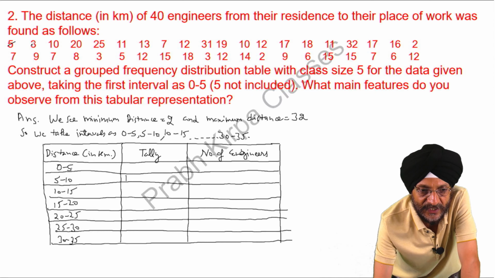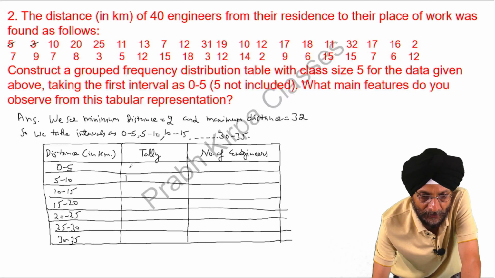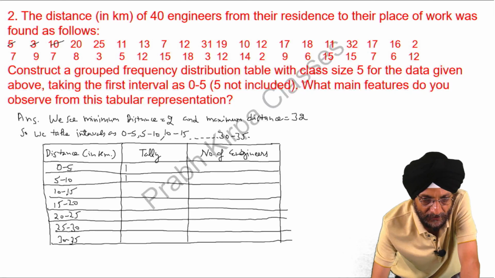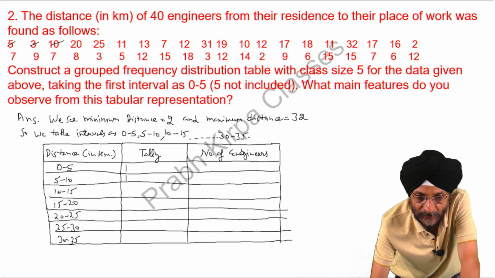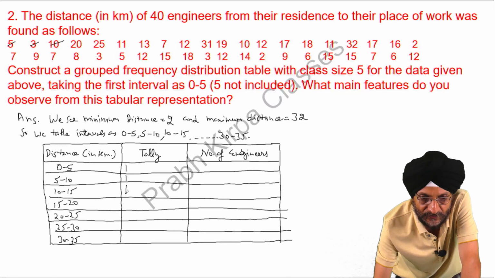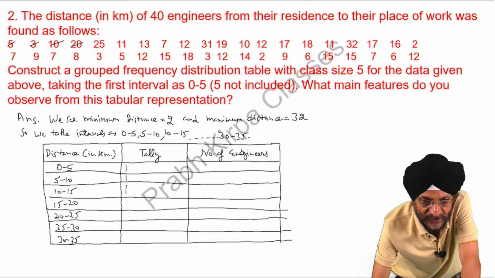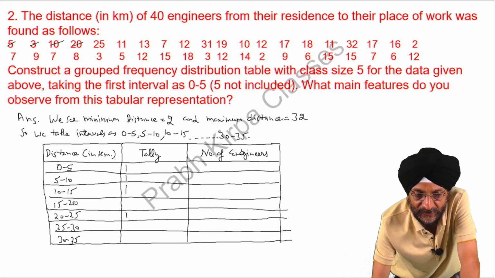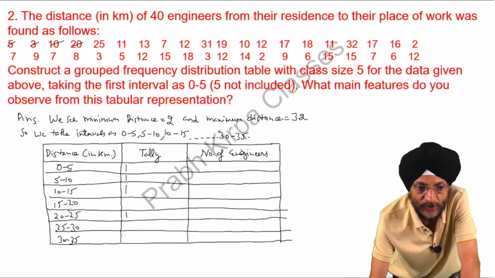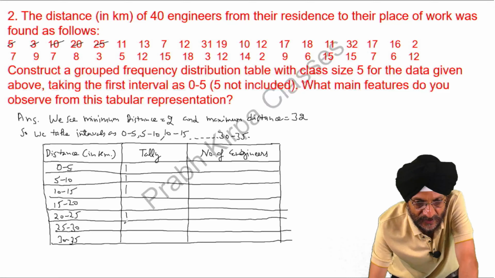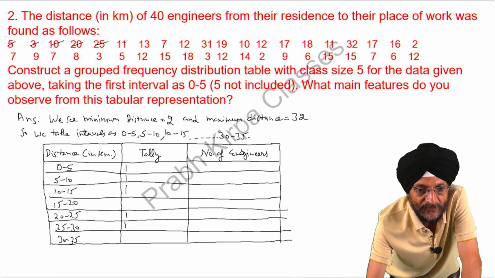Now this engineer travels 3 kilometers. It will be counted in this. This is 10 kilometers. It will be counted here and not here. This is 20. It will be counted on this side, which is the lowest and not the highest. The highest will not be considered. Here 20 is taken. 25 will be taken in this class interval.